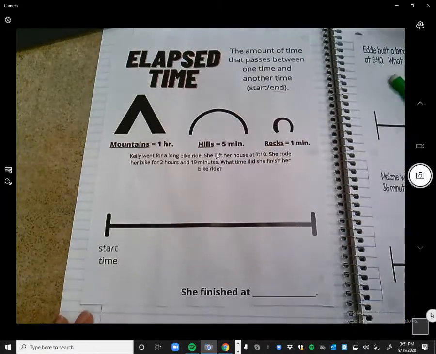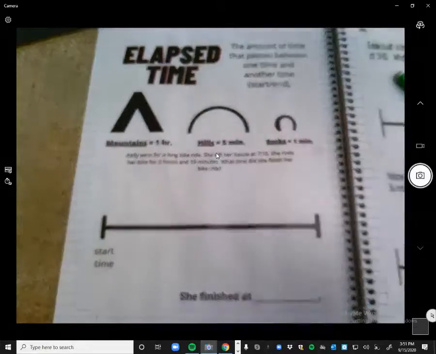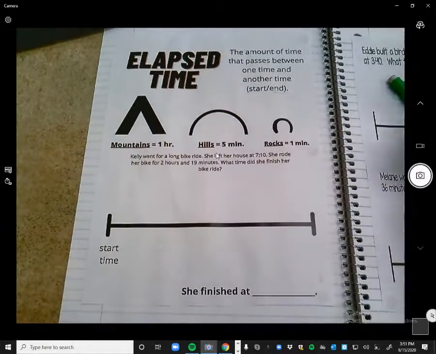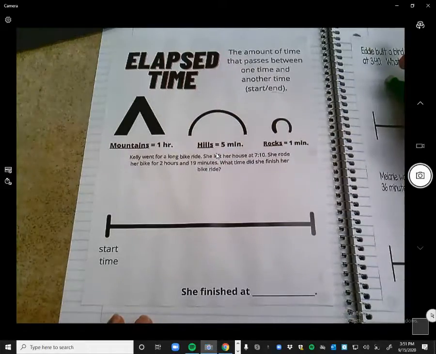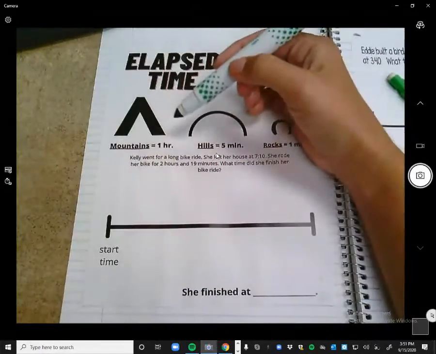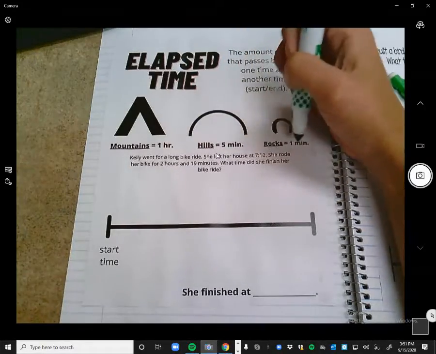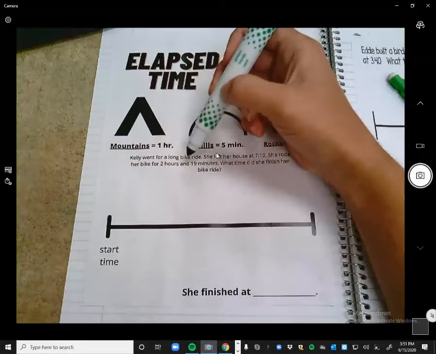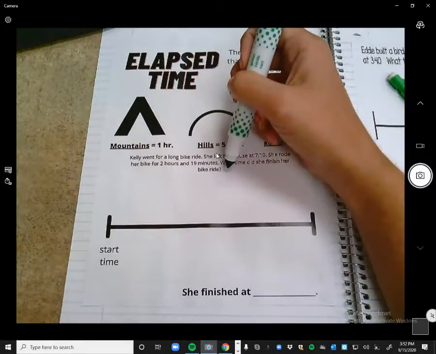You might want to have a colored marker next to you. I'm going to use a green marker. So I'm going to read through my question here first, and then we are going to try and figure the problem out. So Kelly went for a long bike ride. She left her house at 7:10. She rode her bike for 2 hours and 19 minutes. What time did she finish her bike ride?